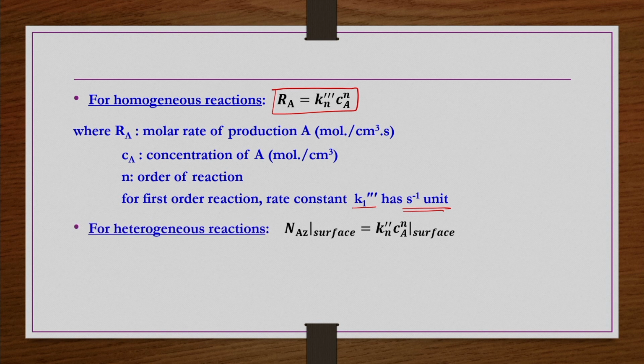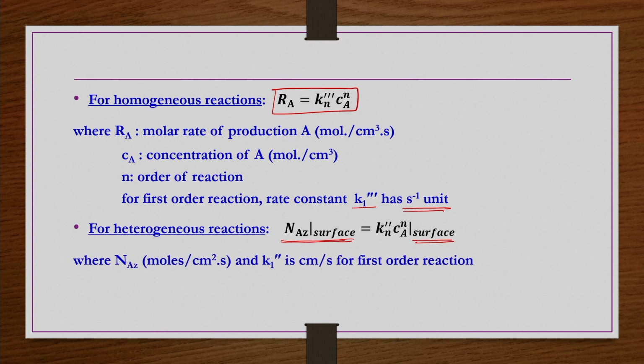For heterogeneous reactions, let us say flux is known at the surface, that is NAz at the surface is Kn double prime Ca power n at the surface. Whatever the Ca power n is there, that should also be found at the surface at which the reaction is taking place, because it is a heterogeneous reaction, right. So, NAz is the molar flux, and Kn double prime for a first order reaction is given in centimeter per second.